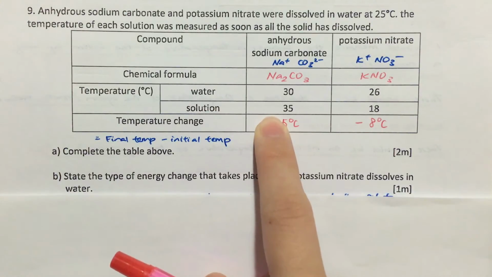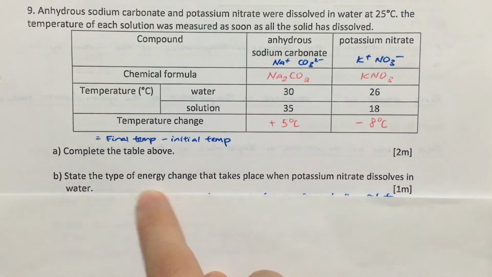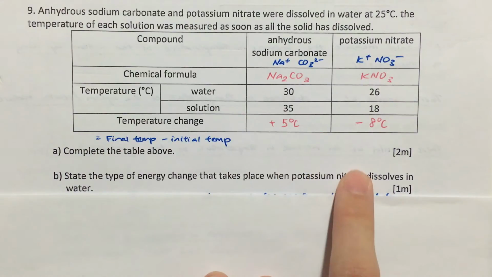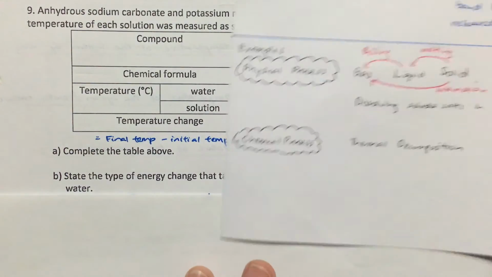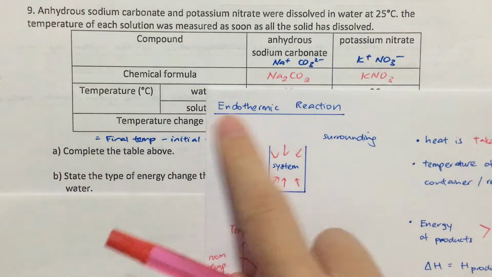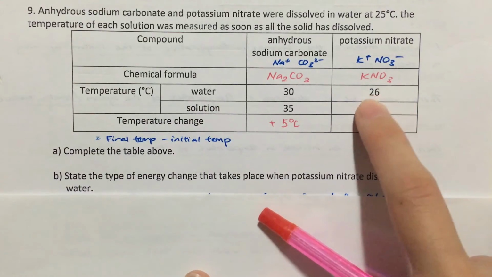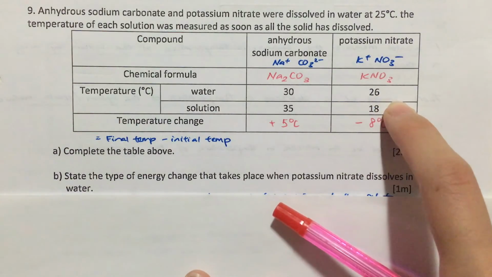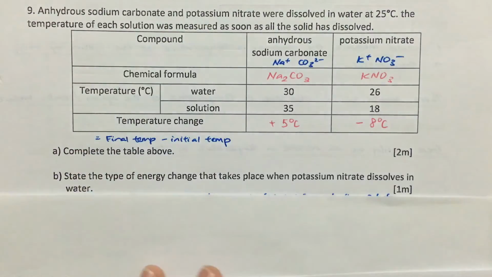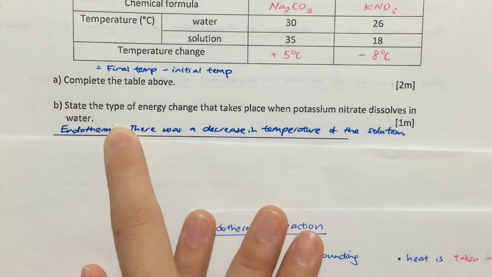Okay, now they ask you a question. State the type of energy change that takes place when potassium nitrate dissolves in water. If you recall that potassium nitrate is a soluble salt, it would be an endothermic reaction. Of course, we could go by the temperature. My final temperature was lower, that means my final temperature dropped. So it's also endothermic. So what we say there is endothermic reaction.